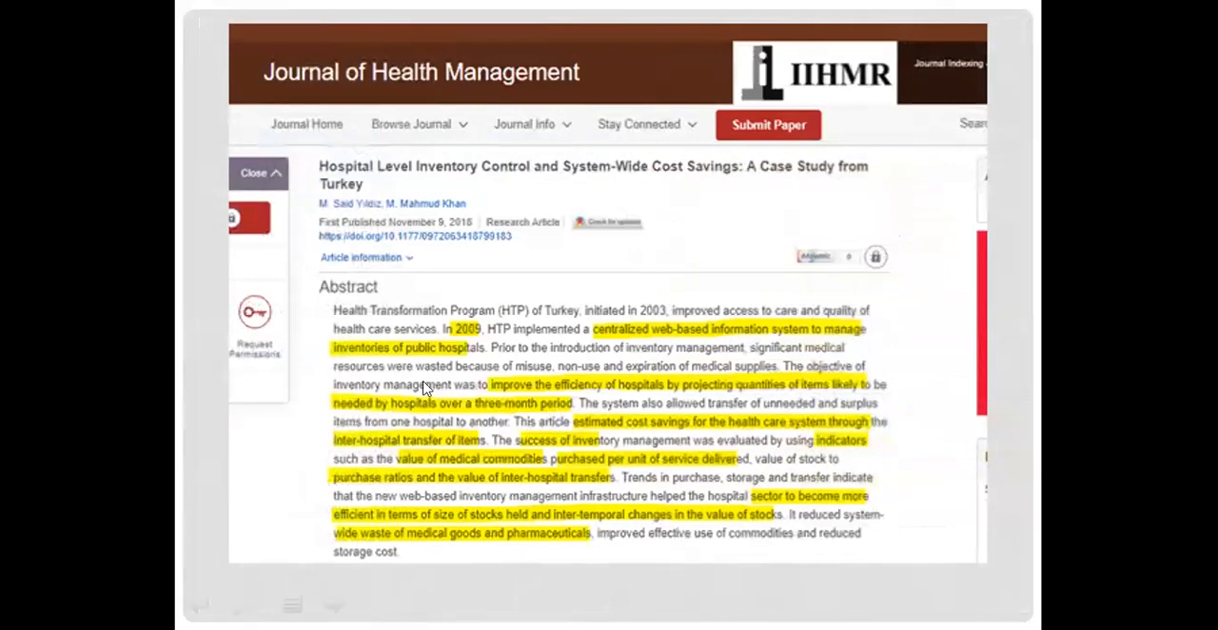There is also another paper published, hospital level inventory control and system wide cost saving, a case study from Turkey. It is based on a centralized web based information system introduced in Turkey to manage the inventories of public hospitals, and it shows that it improves the efficiency of hospitals in projecting quantities of items. The success of inventory was evaluated using indicators and the purchase unit of service delivered, and it concluded that the new web-based inventory management infrastructure helped the hospital sector to become more efficient in terms of size of stock held and intertemporal changes at the end of stock.